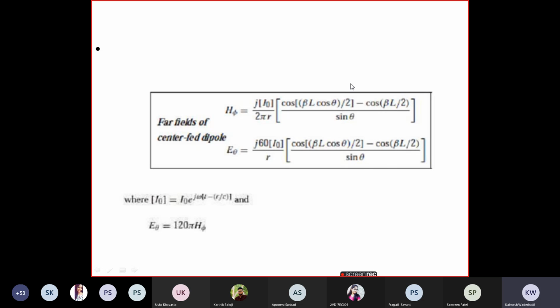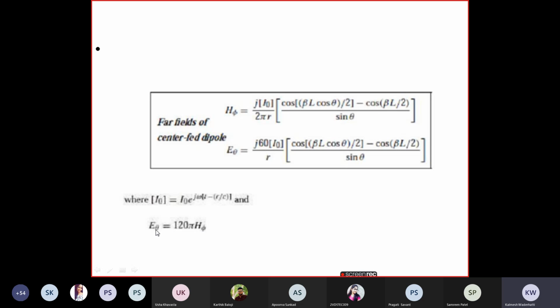This is the pattern. We are interested in this pattern only. Remember, what is shown in this equation is the pattern. Whatever is given in the bracket will be the pattern of the field, where I naught is equal to I naught times e raised to j omega in bracket t minus r by c, and E theta you can relate by 120 pi H phi.